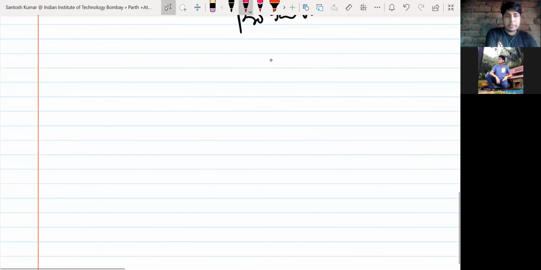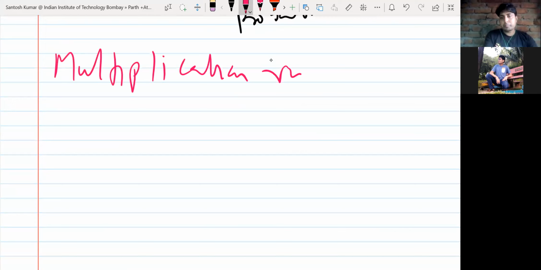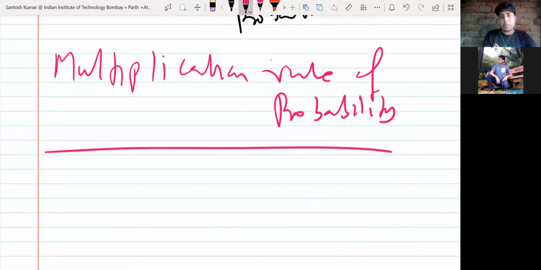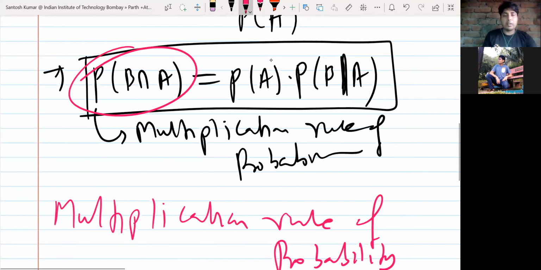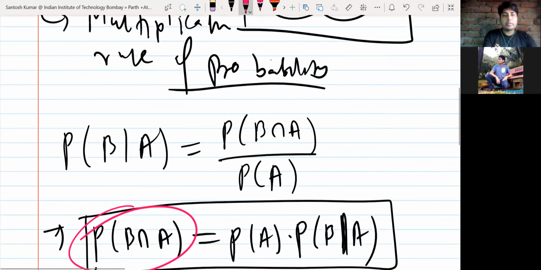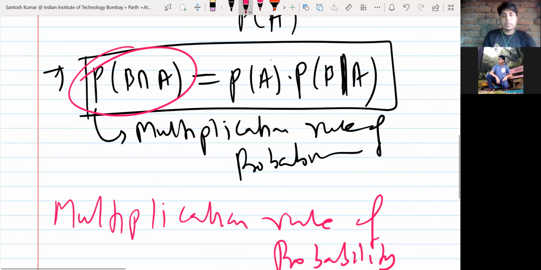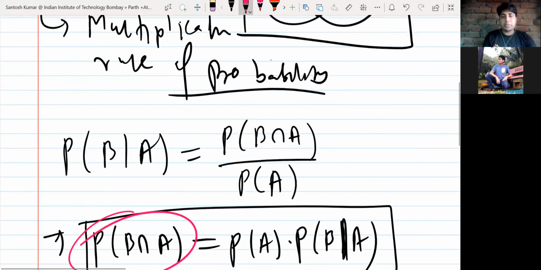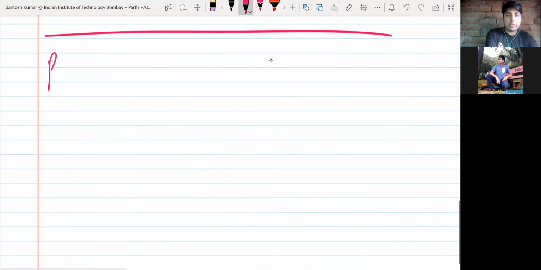Again, if I write explicitly the multiplication rule of probability, you can see probability of B intersection A will be same as probability of A intersection B. So both are same. So I will write both together. So you will get probability of A intersection B as you can write.